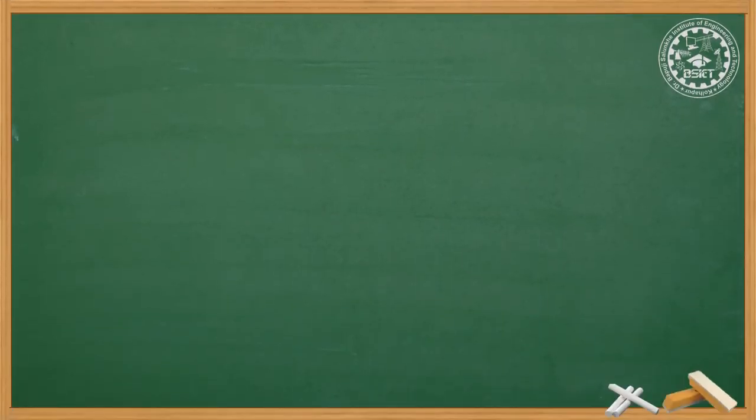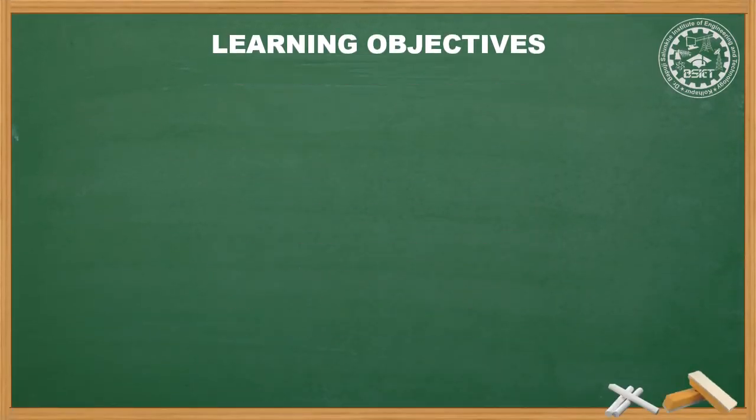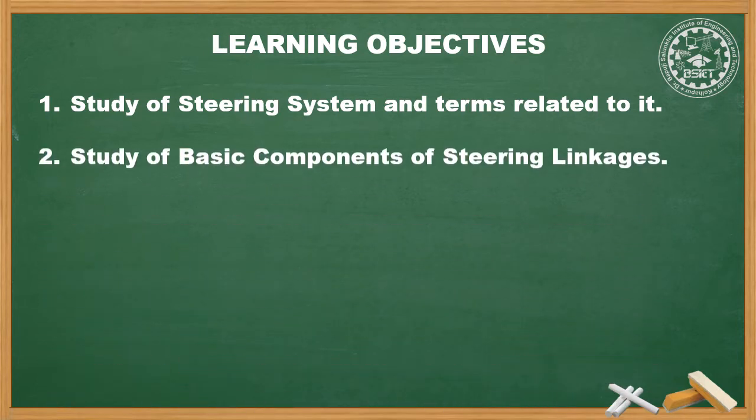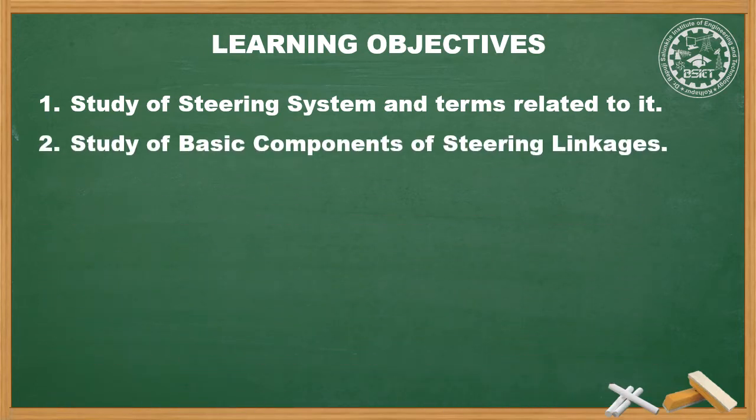The learning objectives for today's session are: number 1, study of steering system and terms related to it. The steering system, the second part of the control system, is started today and will be completed in 3 sessions. First objective is study of steering system and the terms related to it. Second, study of basic components of steering linkages, how steering linkages are connected and what the basic components of steering linkages are, will also be studied in today's session.